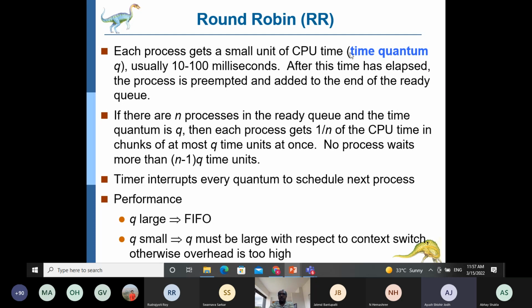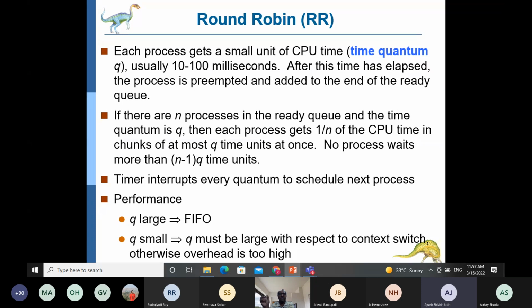So here each process will be given a time quantum, and if a process in between requires IO before the time quantum expires, it will be switched anyway. Otherwise, when the time quantum expires, the timer interrupt will be generated and the process will be switched. Now the issue is: what will be the time quantum? What is the value of the time quantum?